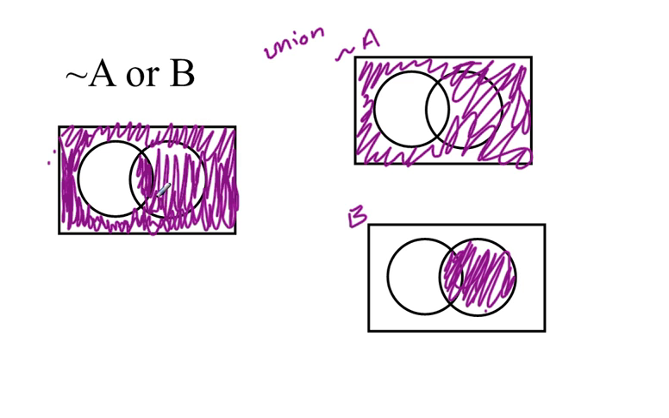And remember, we include all of this because only one of them has to be true for this entire statement to be true. So all the purple here was where this was true. All the purple here was where this was true. And all we need is one of them true for the whole thing to be true.